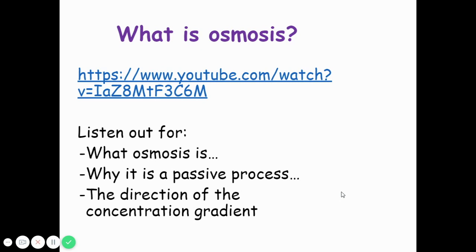And the video introduced some new keywords which we didn't write down at the start of the lesson because I forgot to put them on the slide. Hypertonic and hypotonic, so I'll come to those in a moment. It's a passive process because it doesn't require energy. And as with diffusion, we're looking at a concentration gradient from high to low. But this time we're looking at high concentration of water to low concentration of water, because osmosis is basically diffusion of water.